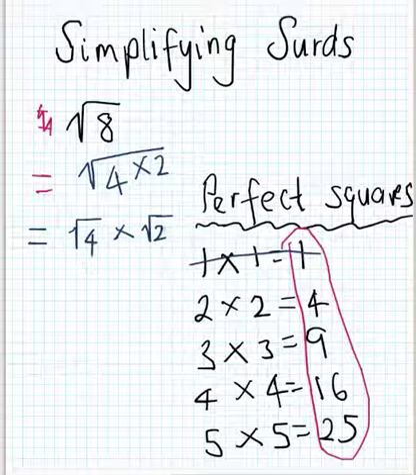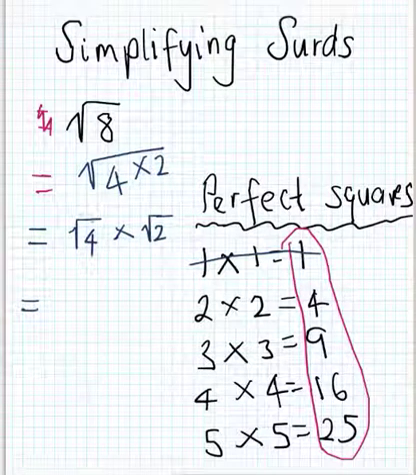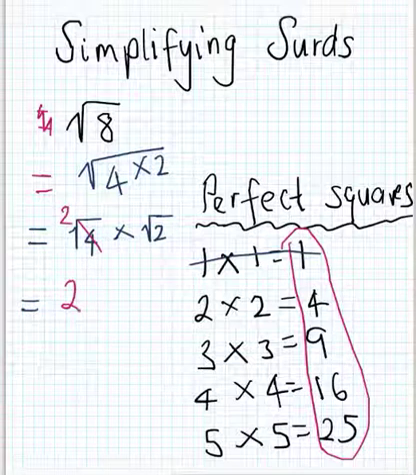So I have the square root of 4 times the square root of 2, which is still the square root of 8. We haven't changed our number. We have just separated them under their own radical sign. And now you can see why we did this, because I know that the square root of 4 is 2, because 2 times 2 gives us 4. So I'm going to have 2 times the square root of 2.